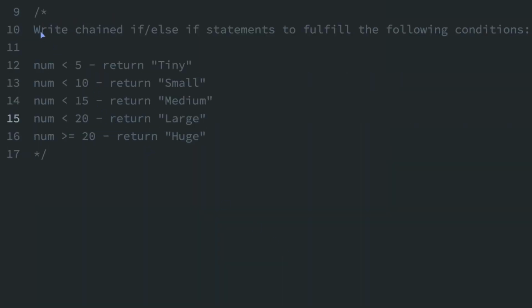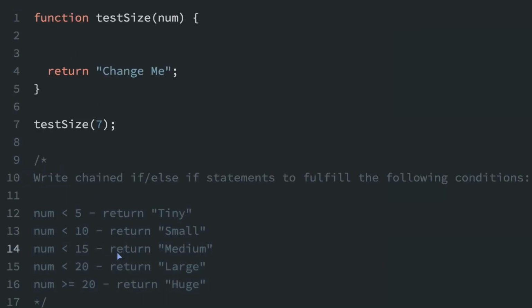You can also chain if and else if statements. So I'm going to complete the following challenge here. Write chained if/else if statements to fulfill the following conditions. So we have these conditions where if the number is less than 5, we're going to return tiny. If it's less than 10, return small, and so on. So what I'm going to do is actually just copy this right here, because part of it's written exactly how we want it to be written.